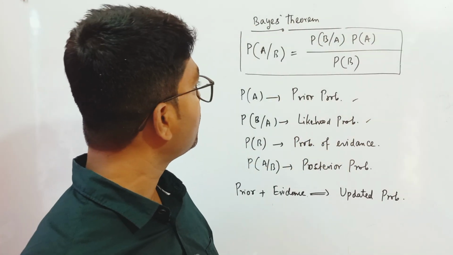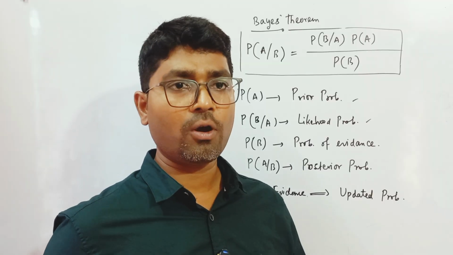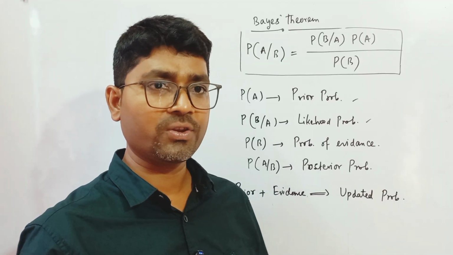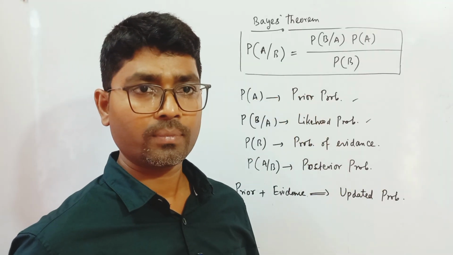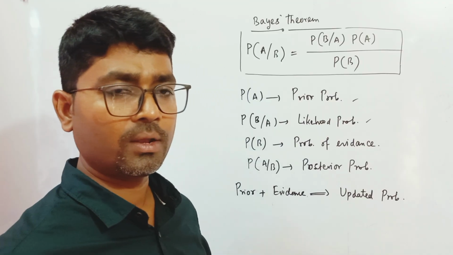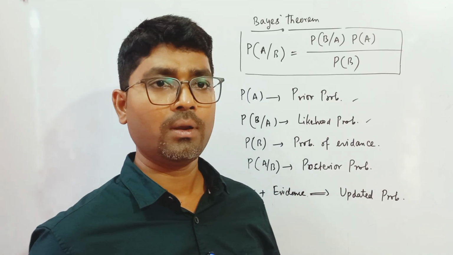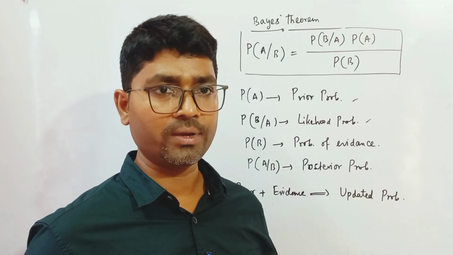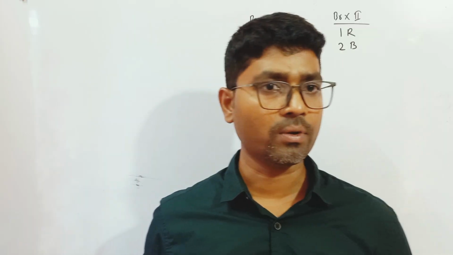That is, the information of B will change the probability of A. That is what the Bayes theorem states. That is, when you get new information, your previous probability will change. Now we will solve our previous example.